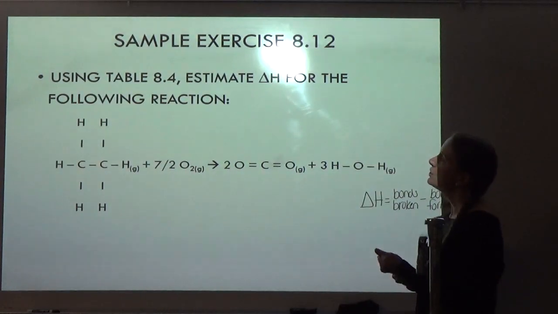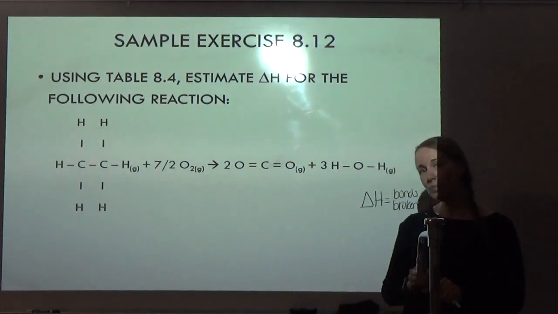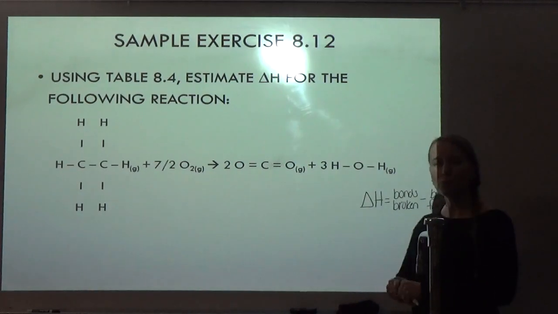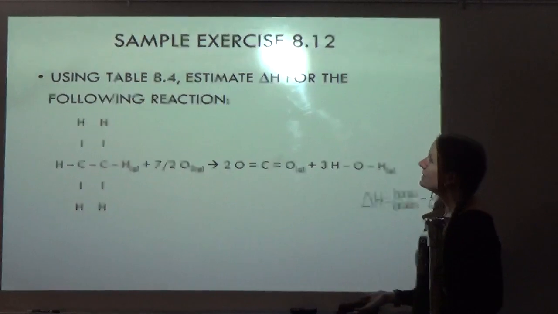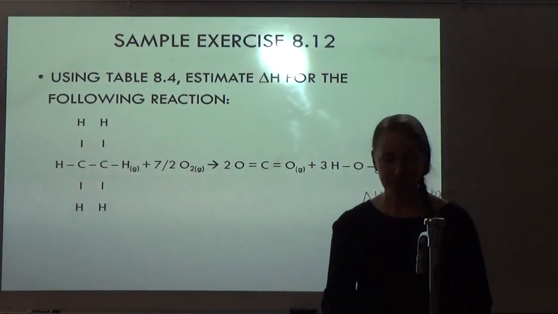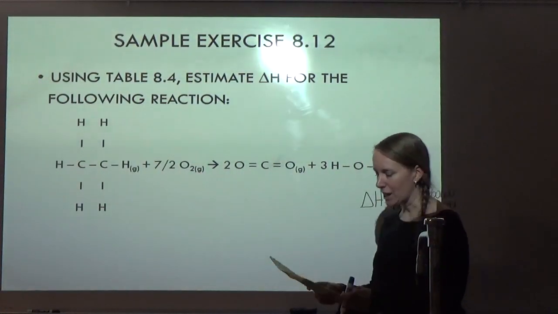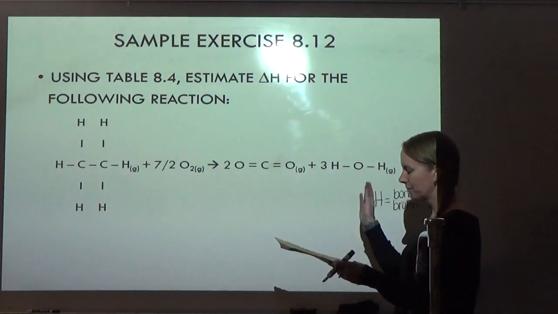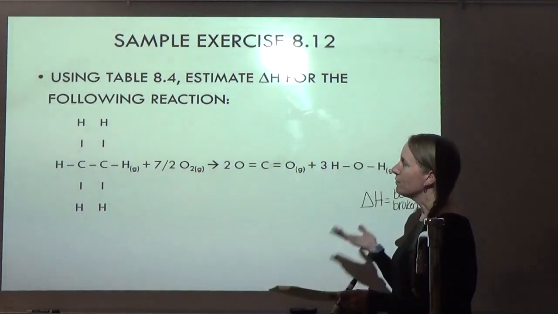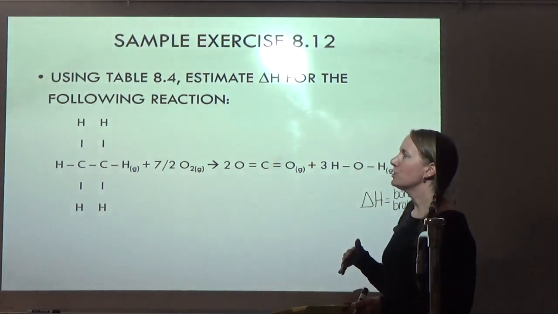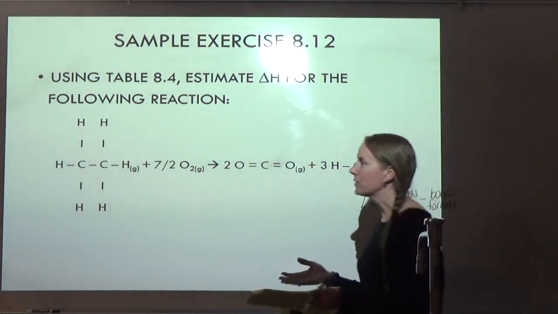All right, so it says using table 8.4, so in the old book it was table 8.4, in the new book it might be something different, but it's still in there. Estimate delta H for the following reaction. All right, so let me get my paper out, because like I said, I don't have the bond enthalpies memorized. So first I go ahead and just write what bonds are actually broken and formed.